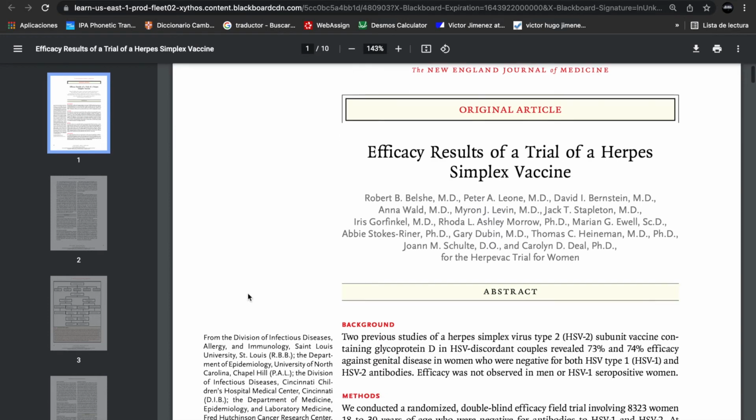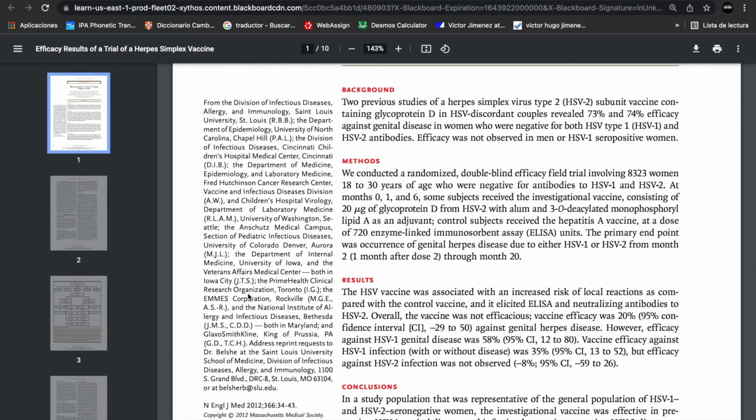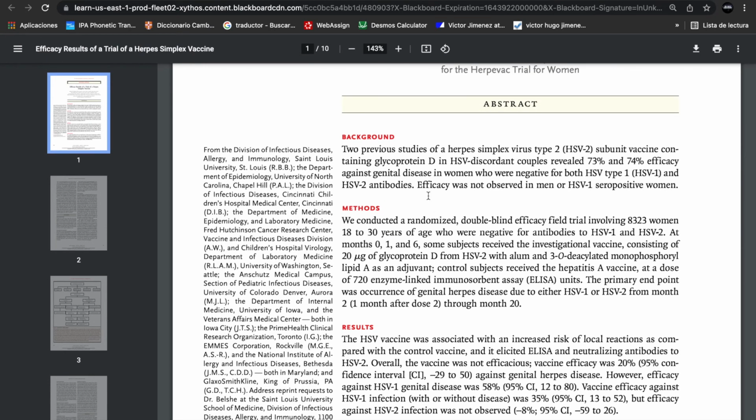You can read all of them if you want. Most of the time, to respond to many of the questions it is not going to be necessary, but anyway, I recommend that if you're going to do an analysis, try to read everything in detail. In this case, we have the background information: previous studies about herpes simplex virus type 2, a subunit vaccine containing glycoprotein D in HSV discordant couples, revealed 73% and 74% efficacy against genital disease in women who were negative for both.